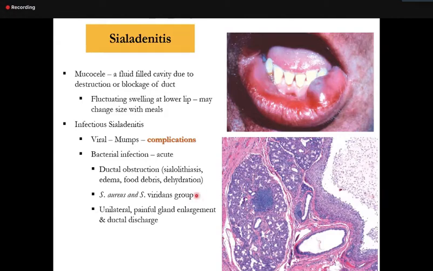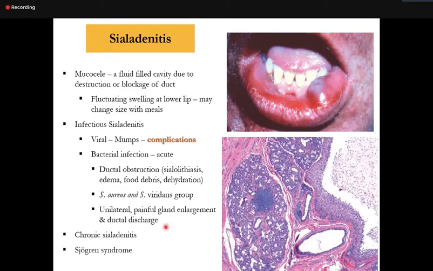And because it is related with obstruction, it is usually localized, unilateral, and it is acute, so it should be a painful enlargement of the gland. And because these organisms are pyogenic, you can find pus when you press on that swelling. Pus can come out in that area.